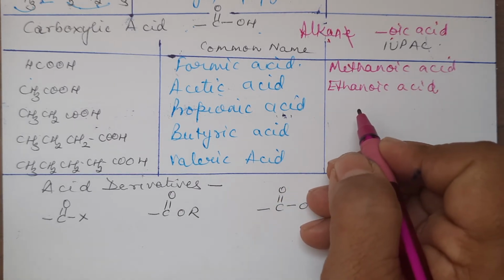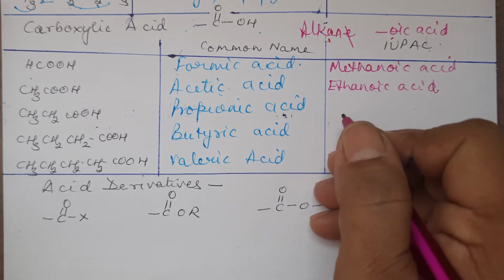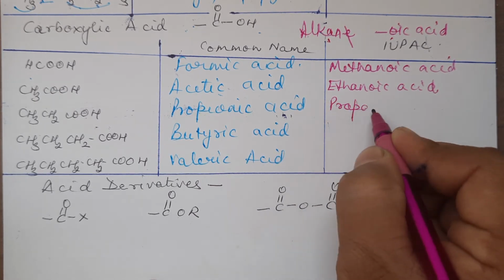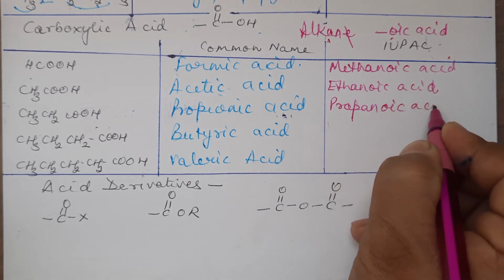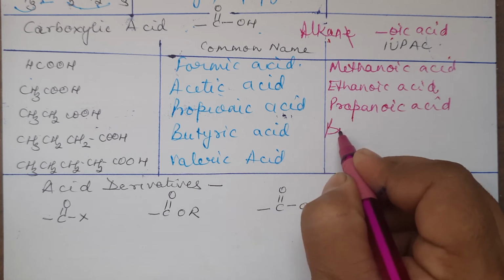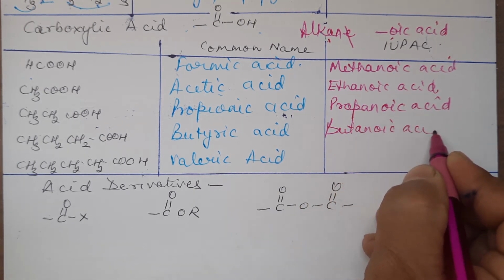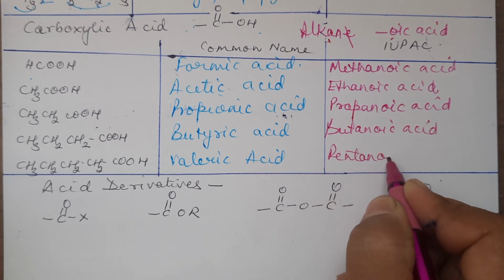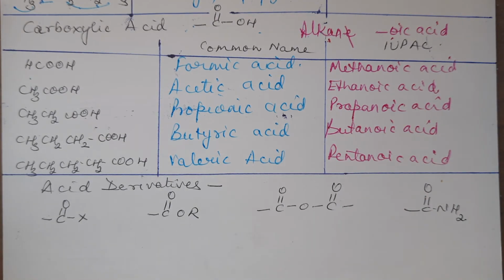No need to give position to this also because they will always occupy first position if they are the only functional groups present. Single bonds, 3 carbon atom, prop, single bond ane, oic acid, propanoic acid. Likewise, you have this as butanoic acid. You will have pentanoic acid. Fine till here?